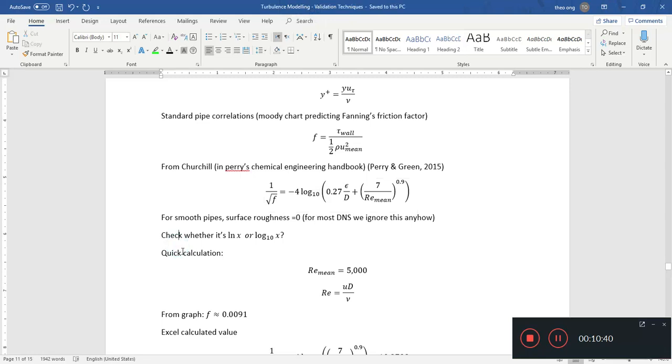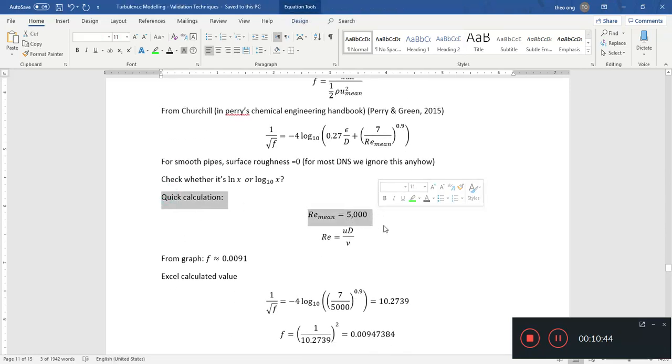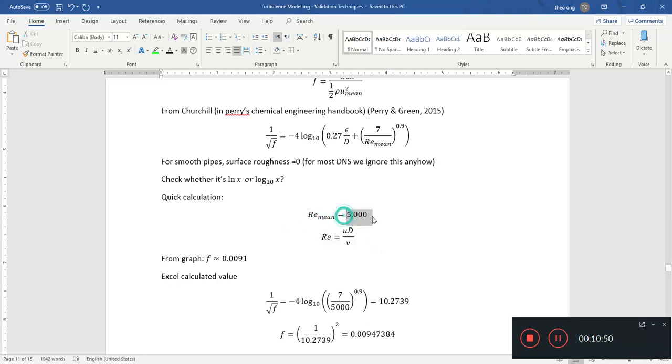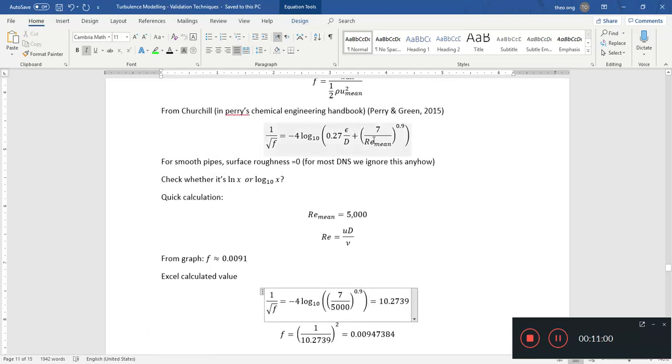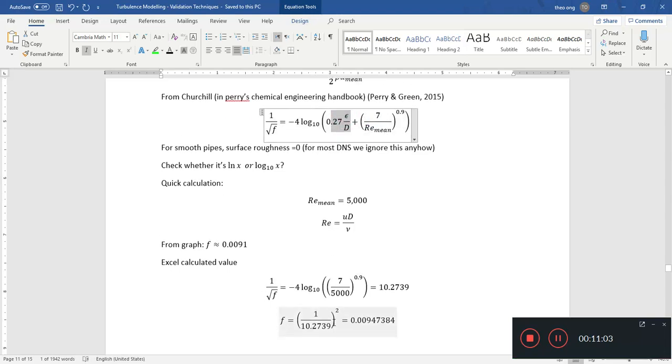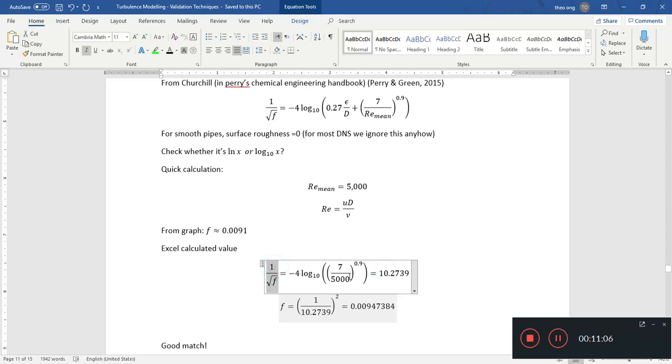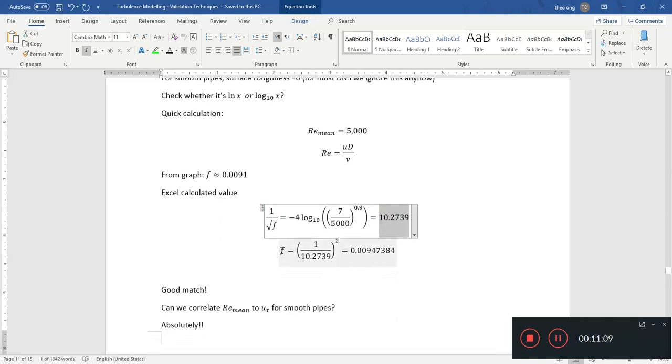Okay, so for quick calculation, I did just to check that was really log 10. You have a Reynolds number mean of about 5,000. If you check the Moody chart, the friction factor here is about 0.0091. If you substitute 5,000 in here and you substitute 0 into here, you will get this correlation where 1 over square root f equals 10.2739. You just swap around and calculate your friction factor and you get 0.094738. So it's about 0.094, which is pretty close to 0.0091, which means you are roughly in the correct order of magnitude, which means that it's a good match.